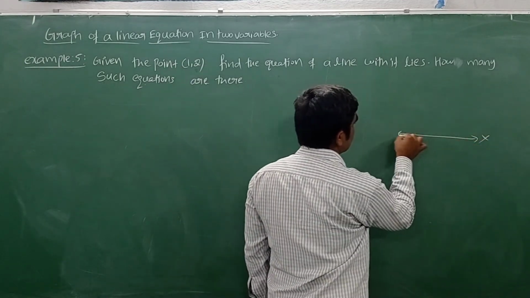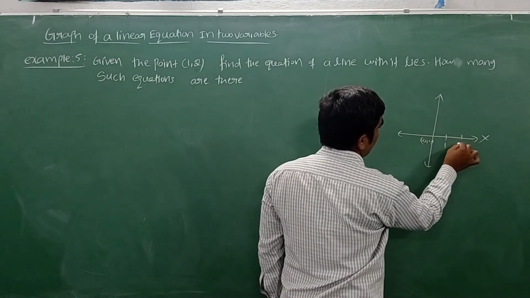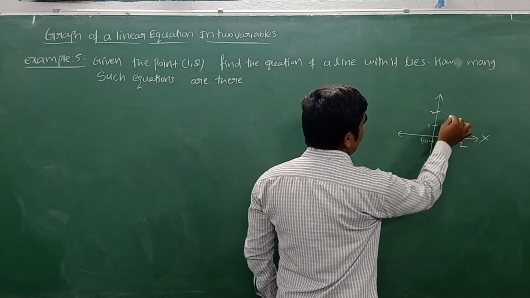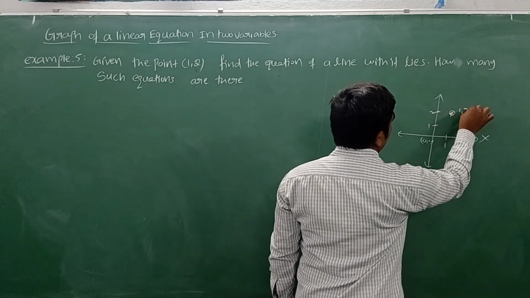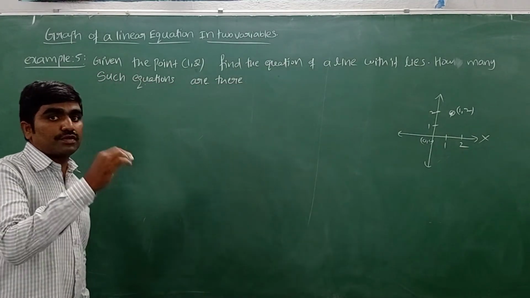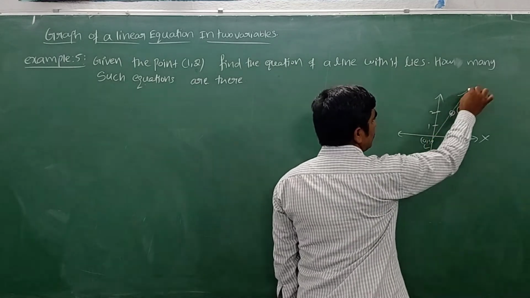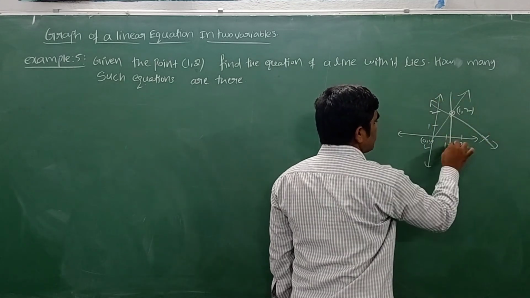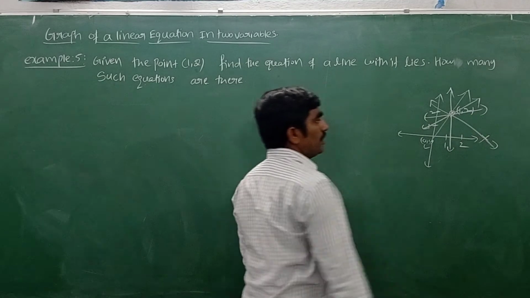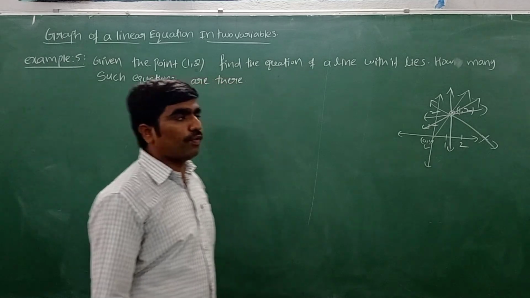Let me take a rough graph. The horizontal line is x, the vertical line is y. So 0 comma 0 here, and here I'll take the point 1 comma 2. They gave only one single point and are asking how many lines pass through it. On one point we can draw an infinite number of lines. You can see all these lines are passing through the given point 1 comma 2.